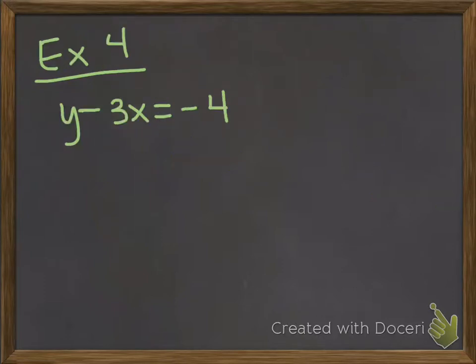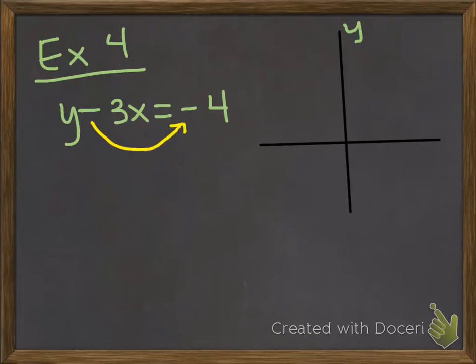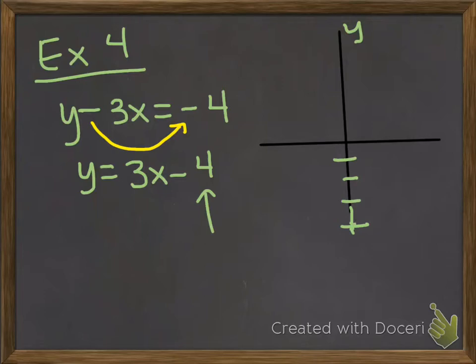On example 4, you don't have y equals, it's y minus 3x equals negative 4. So what you're going to need to do is make it y equals. To do that, we're going to add 3x to the other side. So now it's y equals positive 3x minus 4. So our y-intercept is negative 4. 1, 2, 3, negative 4, right here.